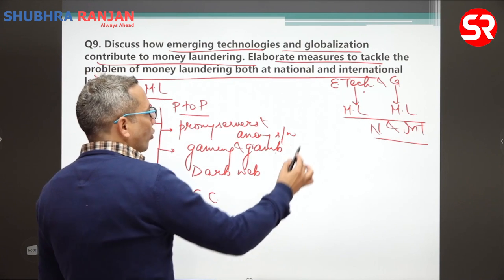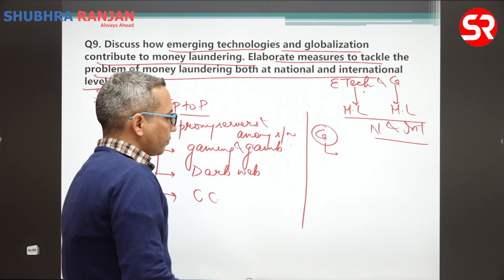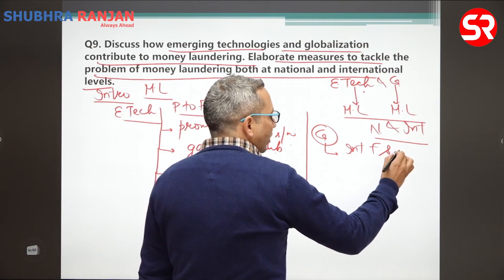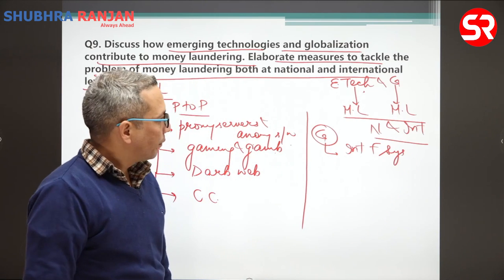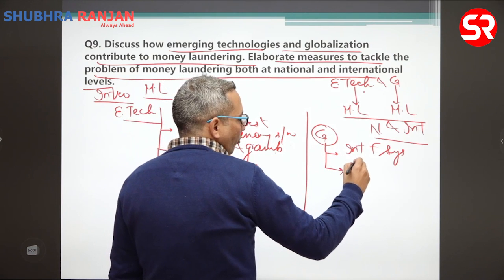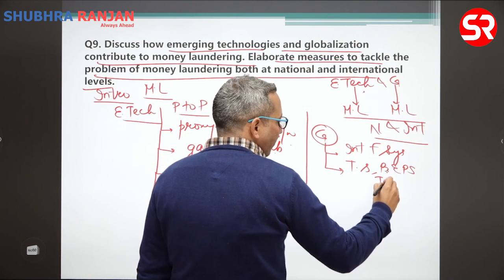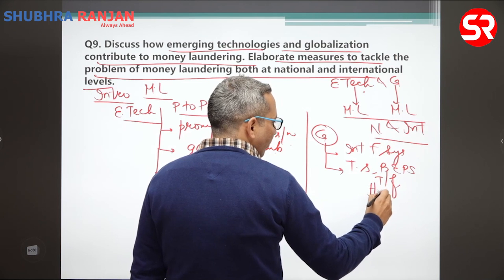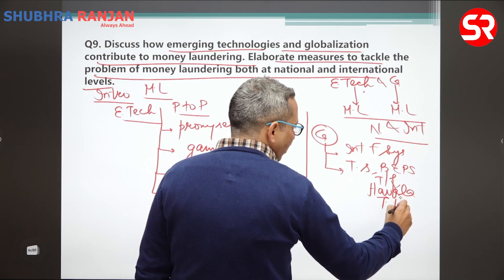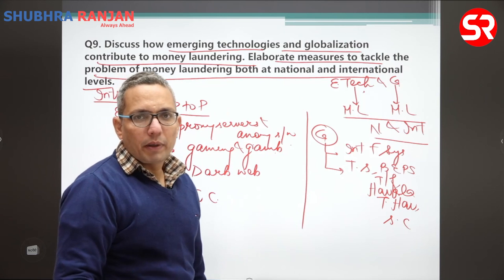Then how is globalization contributing? Because of globalization, once the money has entered the international financial system, it becomes very difficult to track it. Then at the international level, there have been concepts of treaty shopping, BEPS, transfer pricing, hawala, all of them tax havens, shell companies. All these lead to money laundering.